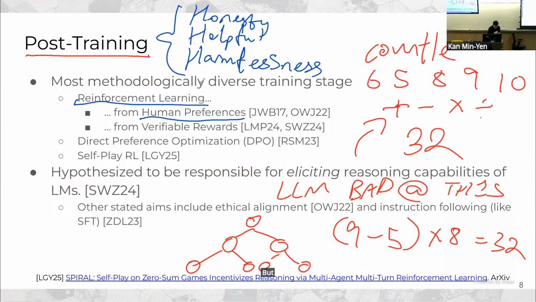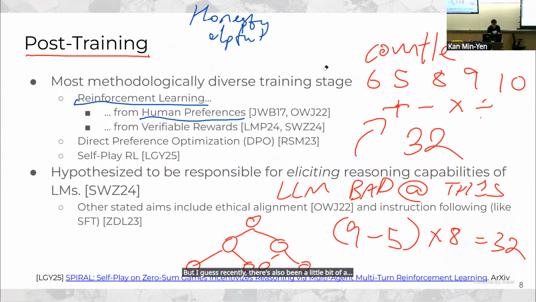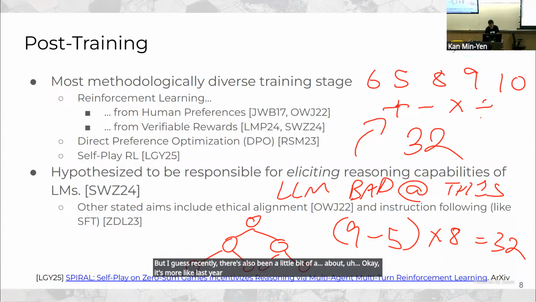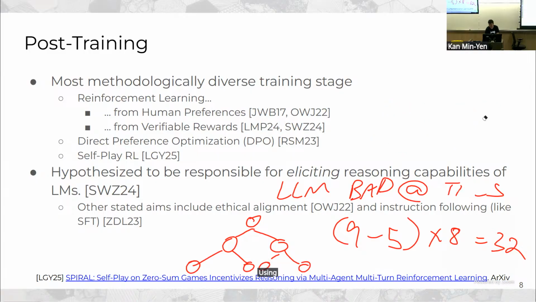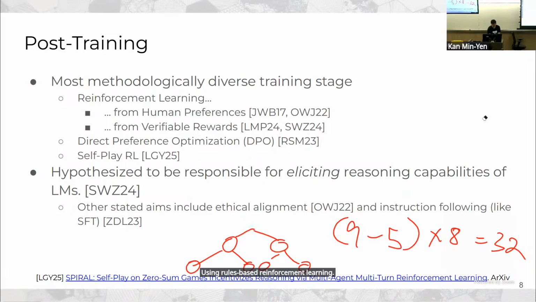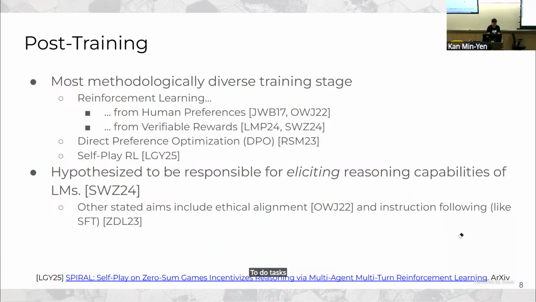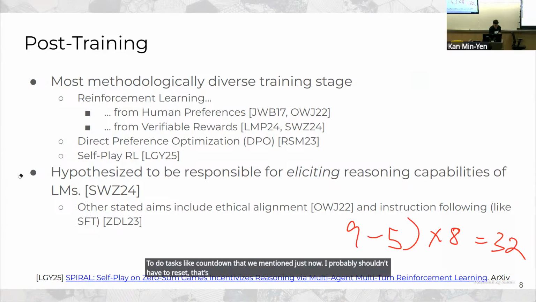But I guess recently, more like last year, but it's still pretty recent, there's been a little hoo-ha about using rules-based reinforcement learning to train large language models to do tasks like countdown that we mentioned just now. I probably shouldn't have erased that. That's my bad.